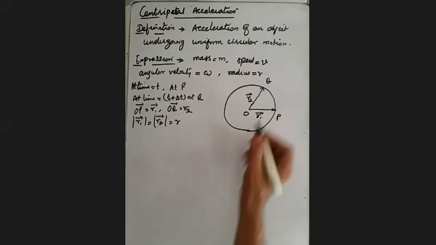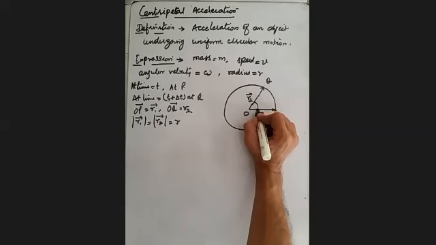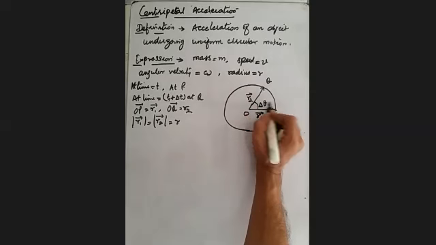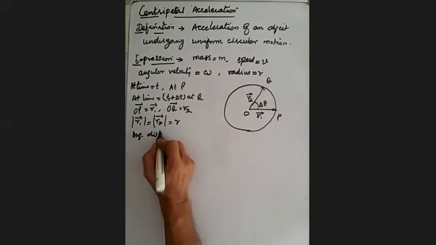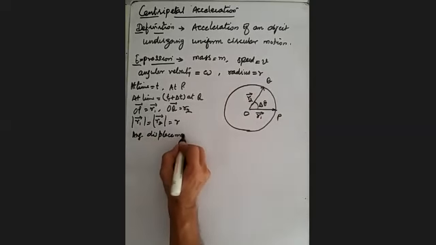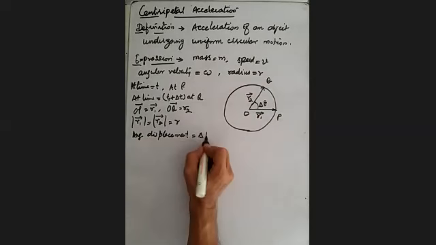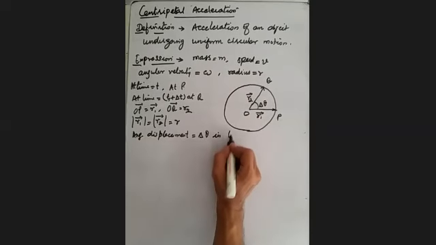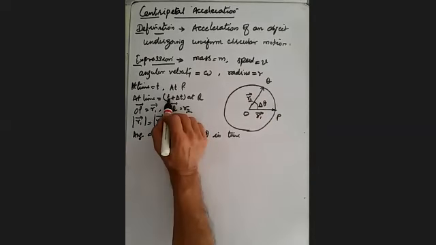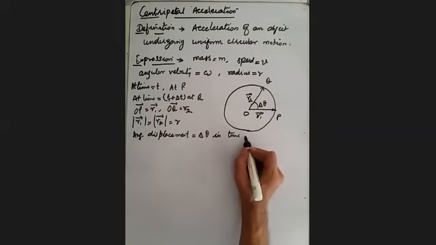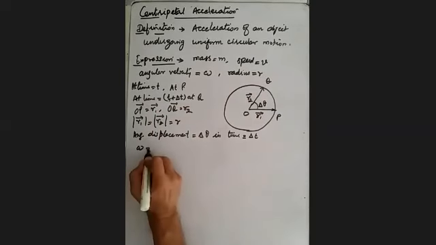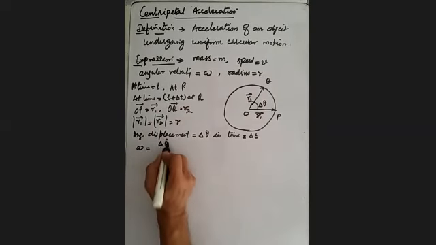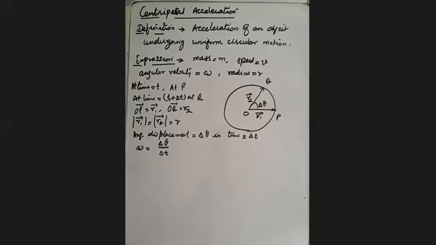Now let us say the particle has moved through a small angular displacement of delta theta in the time interval delta t, from t to t plus delta t. Therefore the angular velocity will be given by delta theta divided by delta t, because it is the rate of change of angular displacement.